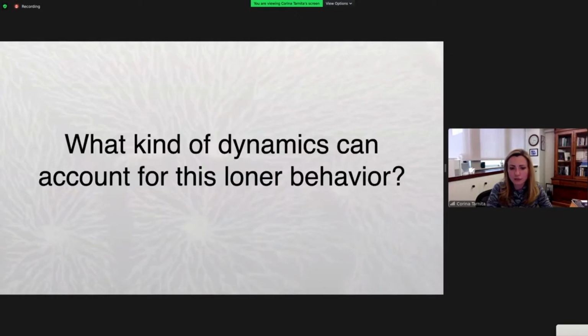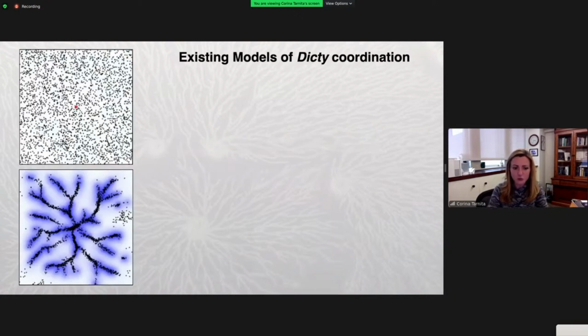So where to take it from here? What kind of dynamics can account for this behavior? Well, the typical models that were used to model anything about the self-organization of Dictyostelium discoideum, there's been lots of modeling done of that, very elegant models. Here's one from Kessler and Levine from the 1990s.